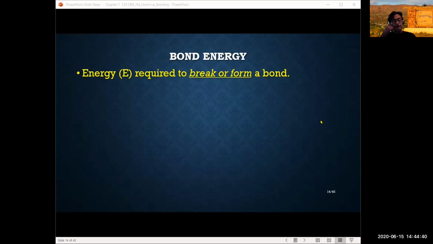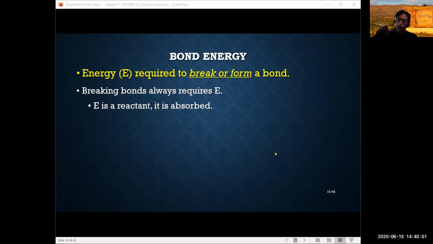Now, these bonds have a lot of energy, and it takes energy to break or to form a bond. When we're breaking bonds, it requires energy. Breaking bonds requires energy. Therefore, what that means is that energy is a reactant, and that energy is absorbed. And therefore, it gets cold because it's what we call an endothermic reaction.